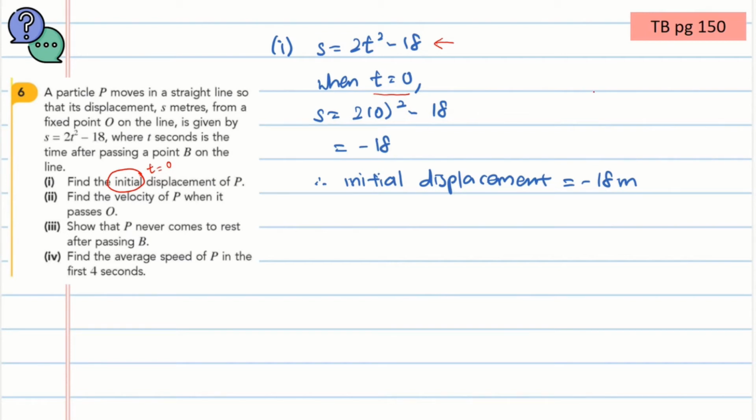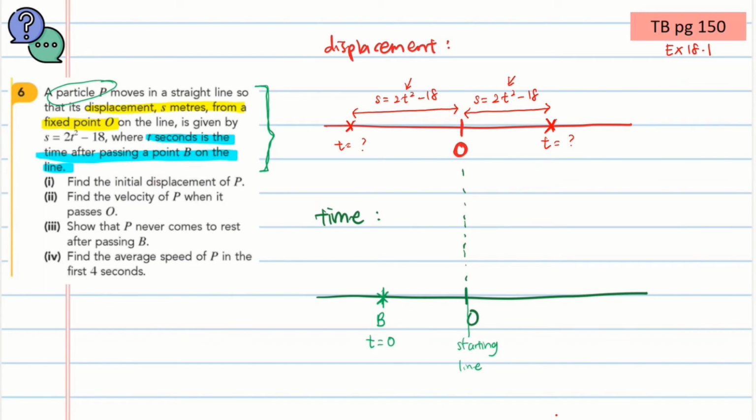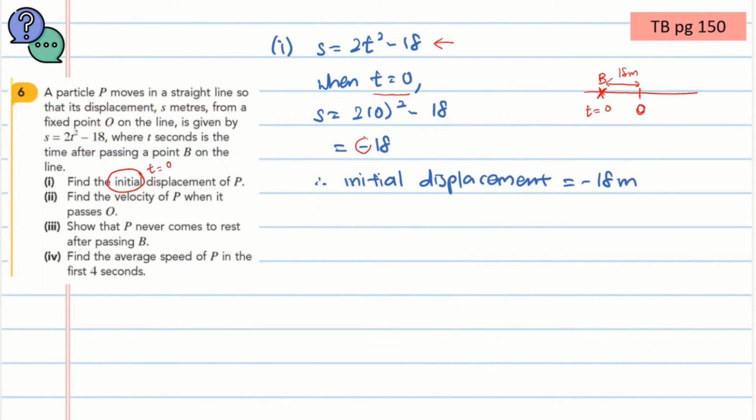What this means is that if I have a reference point O, my initial point when t equals 0, which is my point B, is actually 18 meters to the left of O, because we know that it is negative 18, so it must be on the left of O. So the initial displacement will be negative 18 meters. Take note that it's displacement that we're talking about here, so there must be the negative sign since that's calculated from our S function.